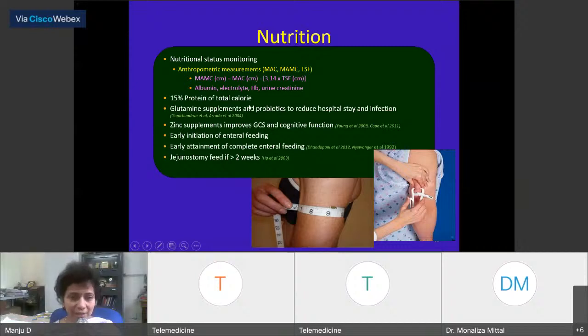We have seen that anthropometric measurements such as weight, height if possible, otherwise mid-arm circumference and triceps skin fold thickness, and biochemical parameters such as hemoglobin, albumin and urine creatinine are all important. Protein should be 15% of the total calories. Supplements such as glutamine, zinc, etc. can be given. Early feeding is very, very important.